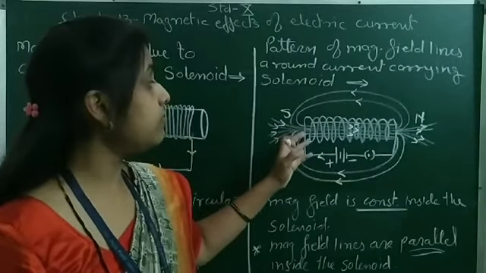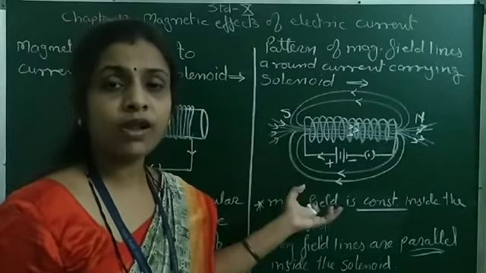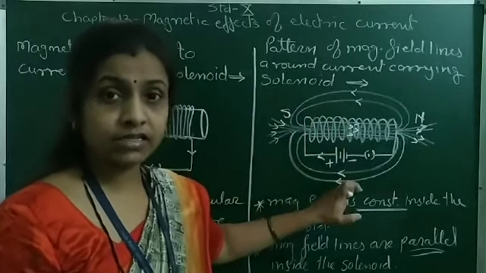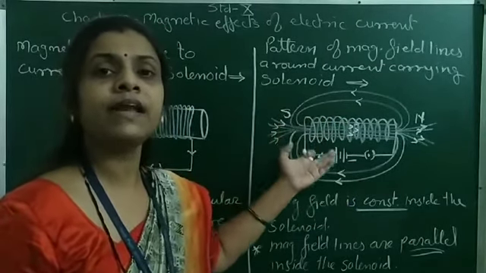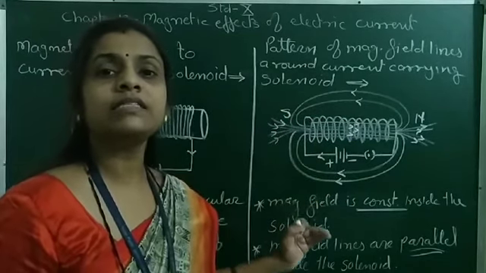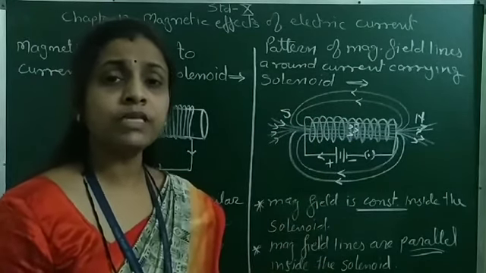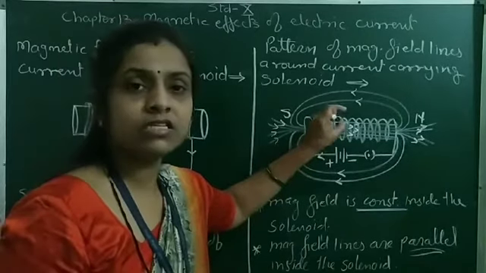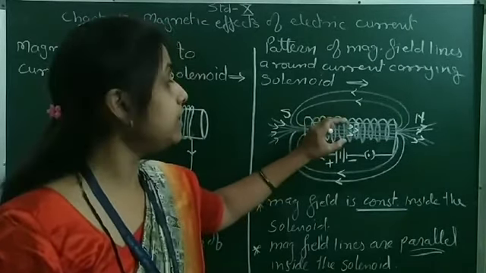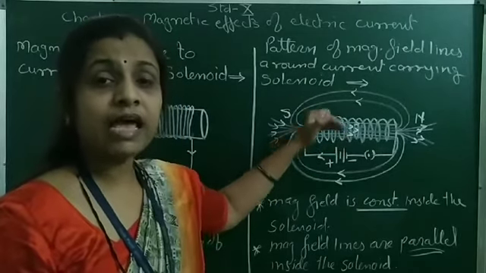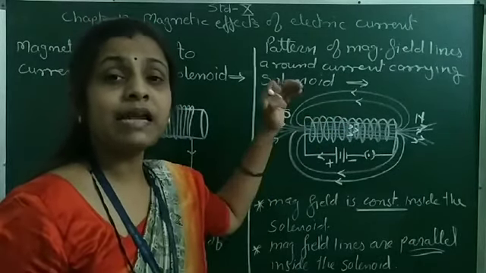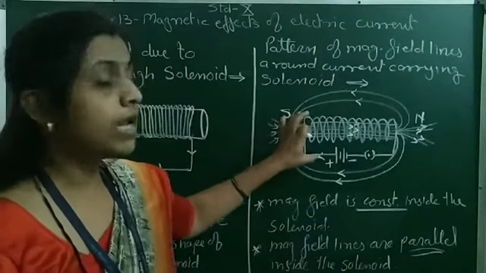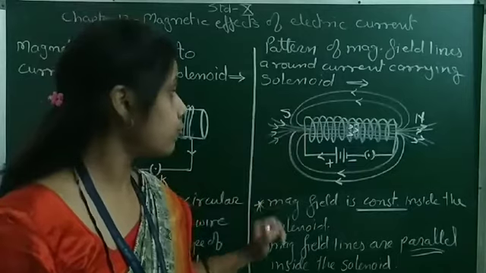Now what do you mean by electromagnet? Electromagnet means whenever a magnetic material like soft iron is placed inside a current carrying solenoid, it magnetizes the material, and that material is called an electromagnet. So this solenoid is used to produce an electromagnet.